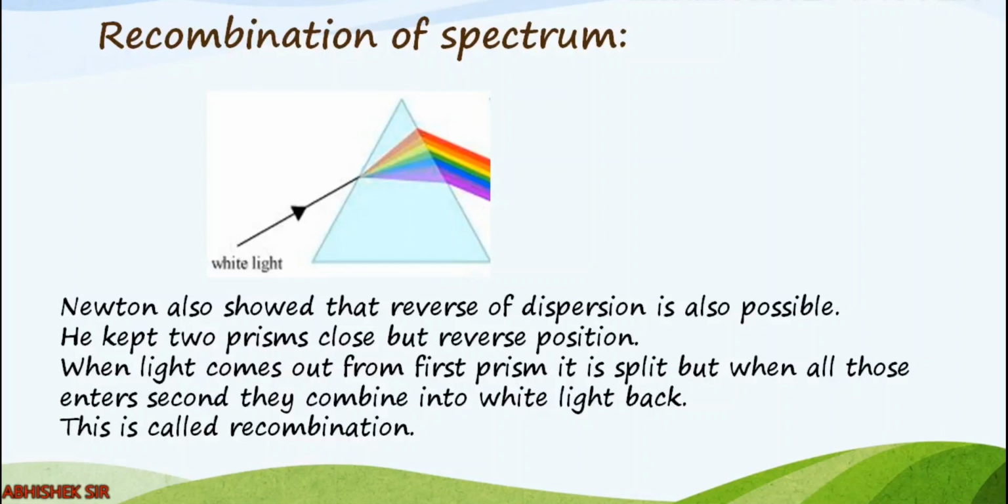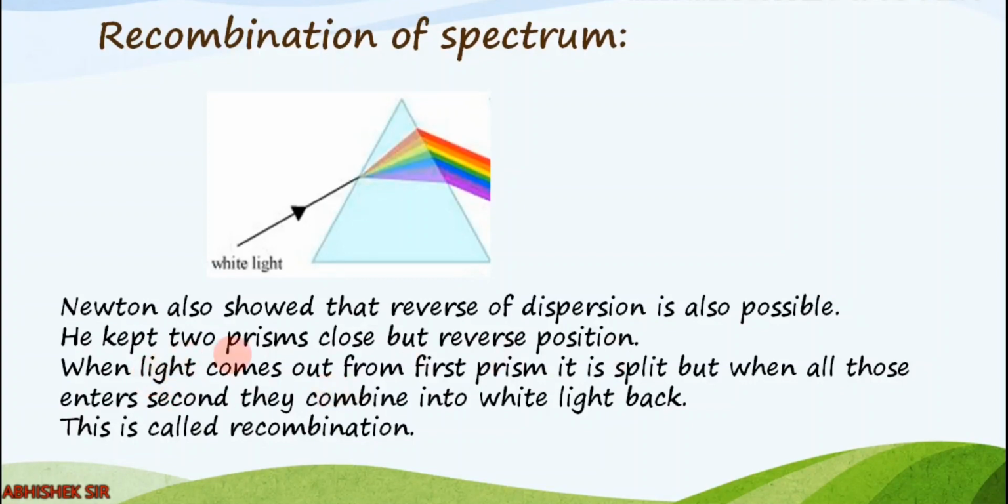Now what did he do? The reverse. Okay. So to prove it: if white light can be split into 7 colors, can we combine 7 colors to make white light? So he did another experiment which is called recombination of spectrum. Recombination. Clear? Now he also showed that reverse of dispersion is also possible. Reverse of dispersion. Clear? We split white light into 7 colors. Now we combine 7 colors.